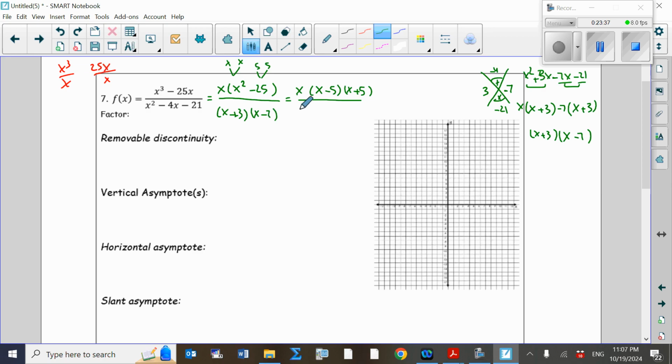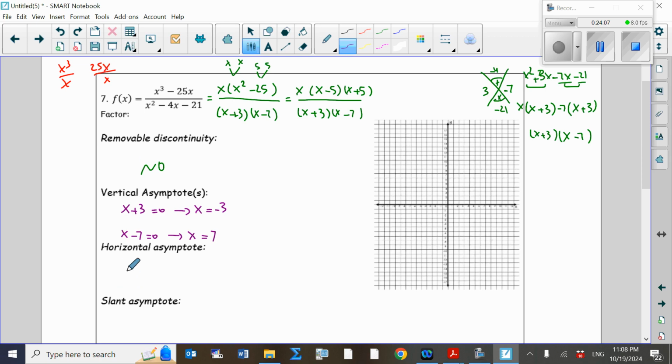I'm going to rewrite that here. Nothing cancels out from the top and the bottom. There's no common factor, so there's no removable discontinuity. To find the vertical asymptote, you set the denominator equal to 0. The denominator has two factors, so x plus 3 equals 0. If you solve, x equals -3. x minus 7 equals 0. If you solve, x equals 7.